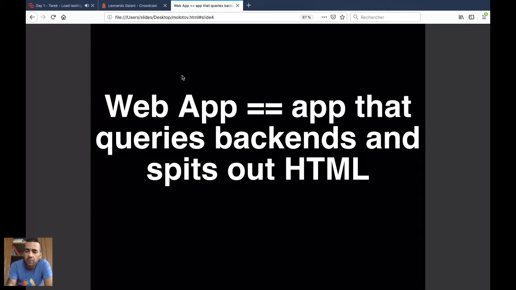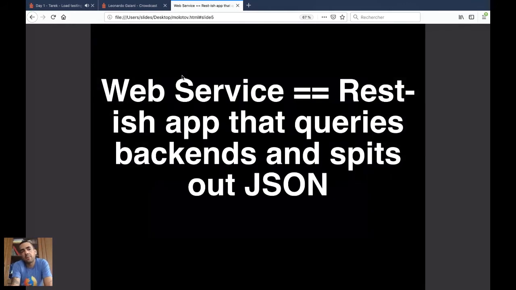And in comparison, a web service is basically the same stuff, but instead of spitting out HTML, it's going to spit out JSON most of the time, that can be reused by a heavy client like Firefox or by another application that queries the web service.